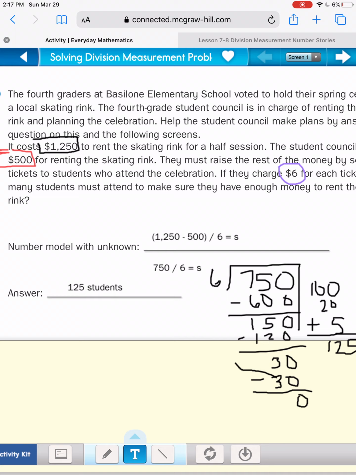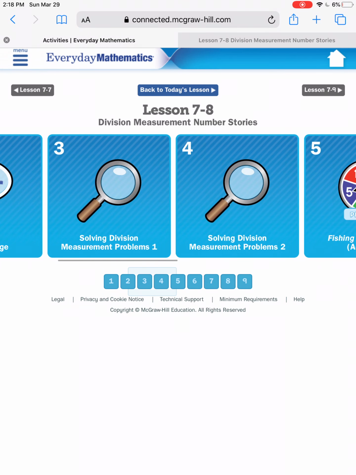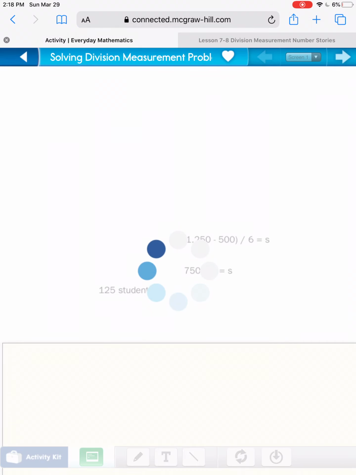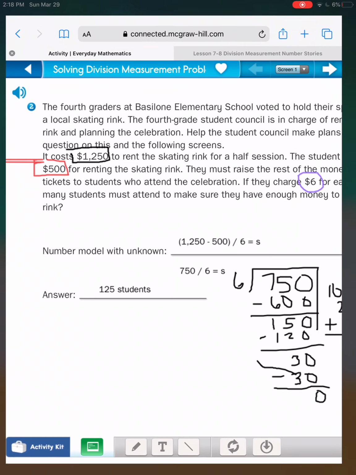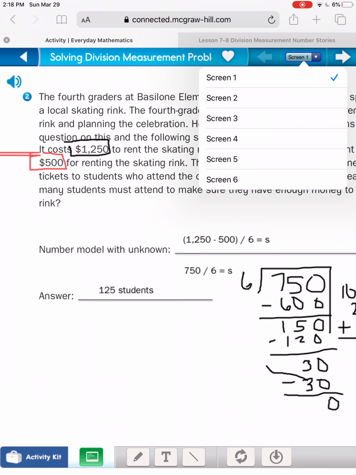So boys and girls, what you are going to do now is start to answer the questions you see on the following screens, and I'm going to show you how to get to them right now. We're going to go to screen 4, which is right where we were. Make sure that in the upper right-hand corner, you go from screen 1 all the way to screen 6. Screen 1 is the problem that we already did, so you are going to have screens 2, 3, 4, 5, and 6 to complete.